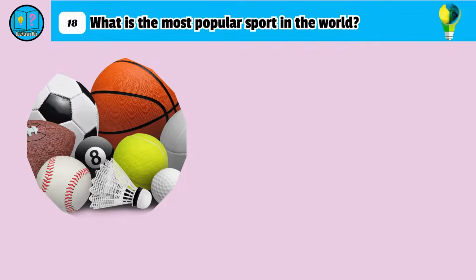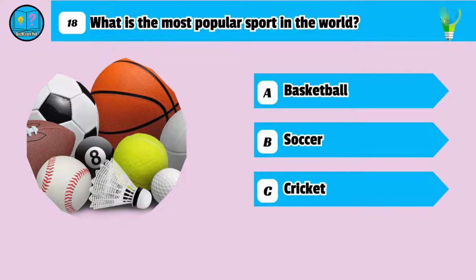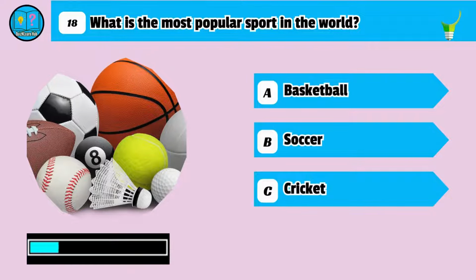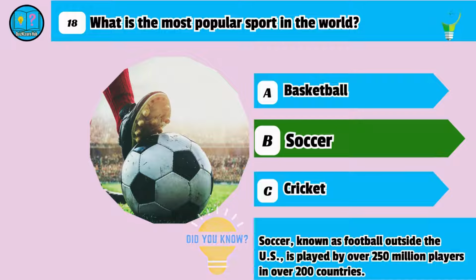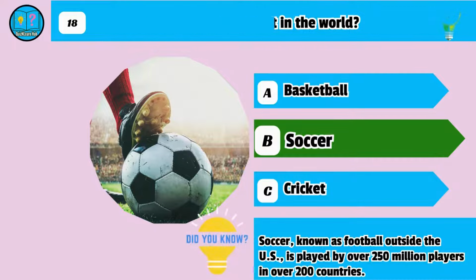18. What is the most popular sport in the world? Basketball, soccer, cricket. Soccer, known as football outside the US, is played by over 250 million players in over 200 countries.